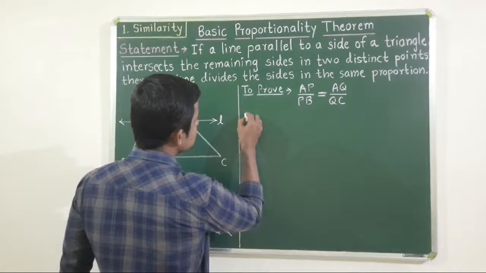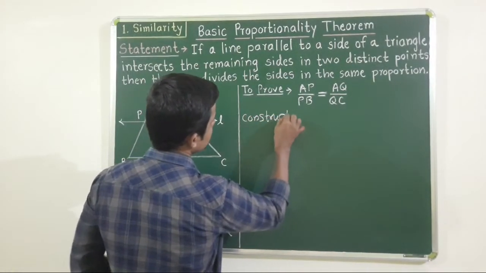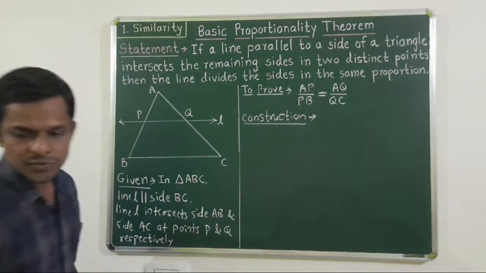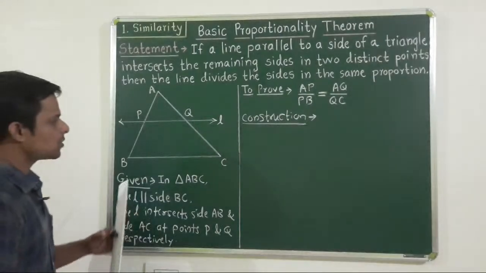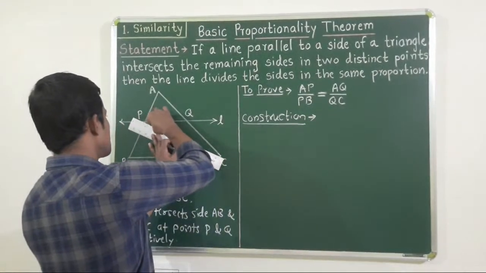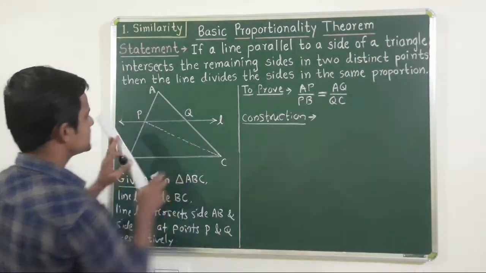Now to prove this, we have to do one construction. We have to join points P and C, that is, draw segment PC and segment QB.